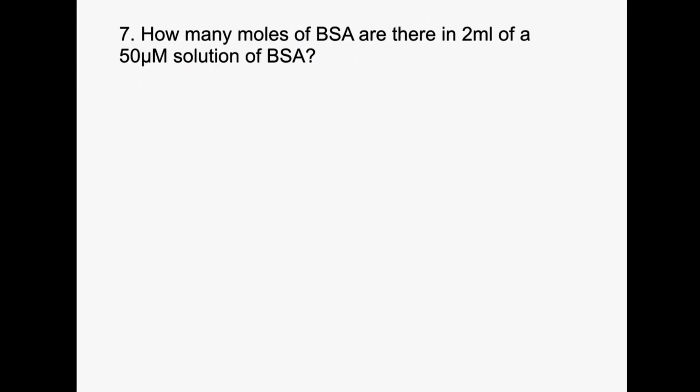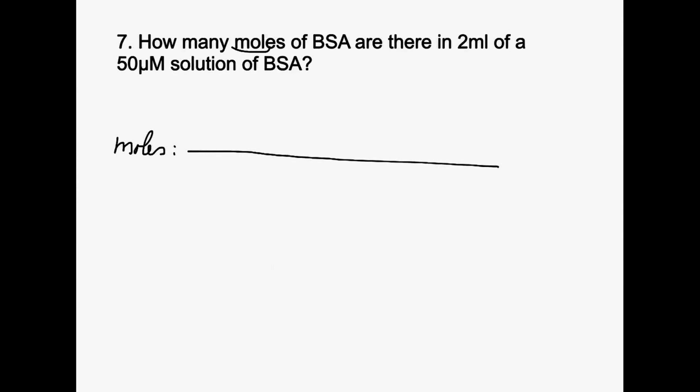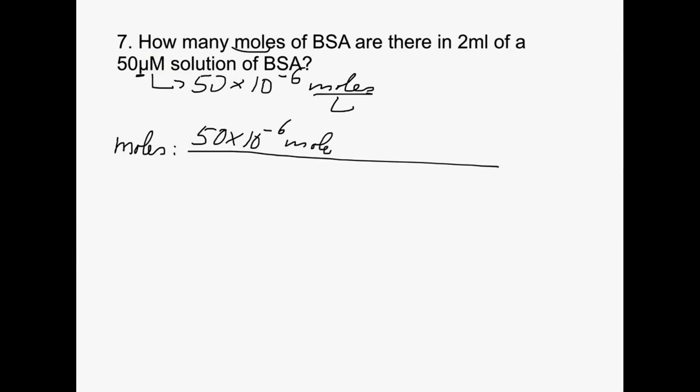For this question we are looking again for moles. This one here, so the unit is moles. So do we have anywhere where there is moles in it? Yes, we have this here, because we can write this as 50 times 10 to the minus 6, that is this micro here, micromoles per liter. So that's 50 times 10 to the minus 6 moles per liter.